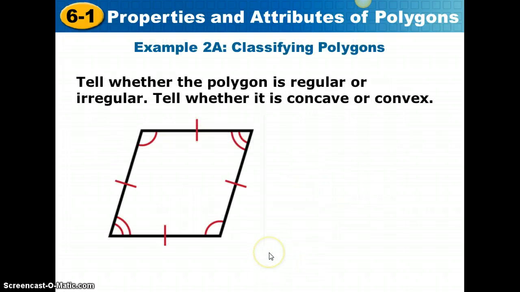So let's look at example 2, classifying as either concave or convex and as regular or irregular. So in this, we have all the sides are congruent, but these markings show that these angles are congruent, while these angles are congruent. Not all 4 are congruent. So while it is equilateral, it is not equiangular, so we say this is irregular. And because all the diagonals would go through the interior, we say it's convex.